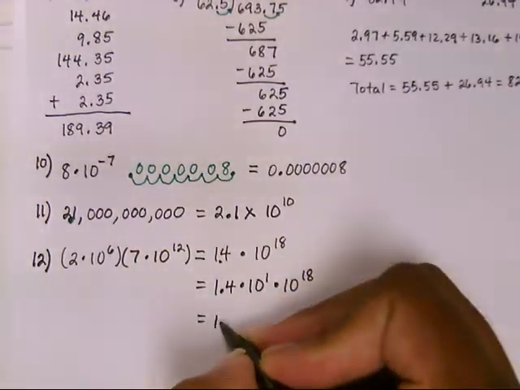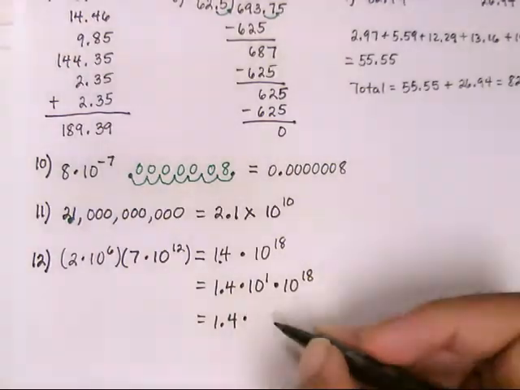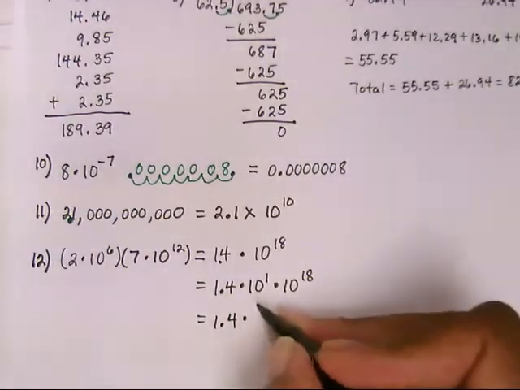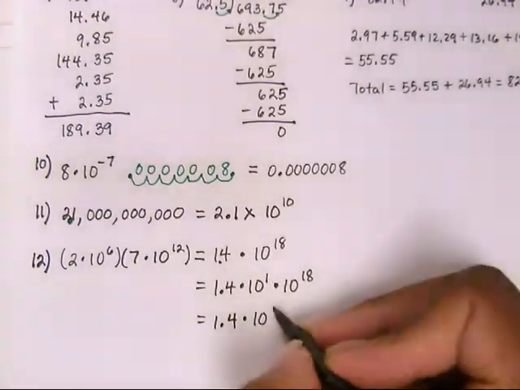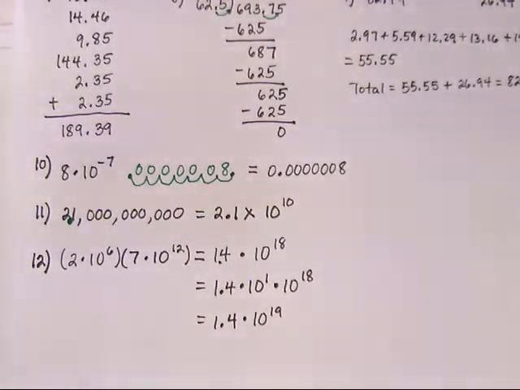And then finally, I'll add my exponents for the power of 10. Here these bases are the same. Bring over the base, add your exponents. 1 plus 18 will be 19. So the final answer there will be 1.4 times 10 to the 19th power.